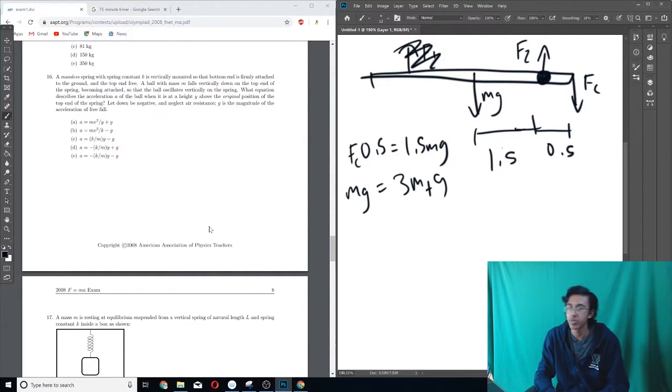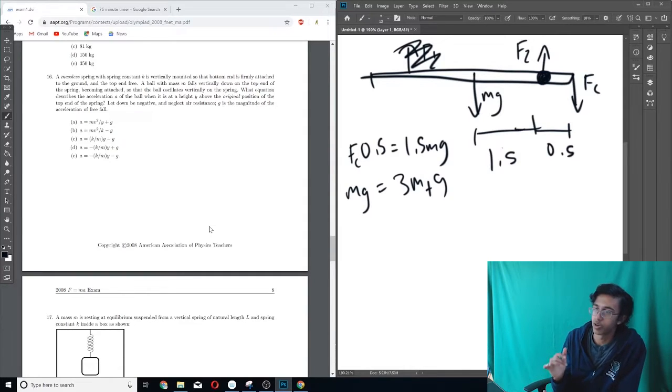Number 16: a massive spring with spring constant K is vertically mounted so that the bottom end is firmly attached to the ground and the top end is free. A ball with mass M falls vertically down on the top end of the spring, becoming attached so that the ball oscillates vertically on the spring. What equation describes the acceleration of the ball when it's a height y above the original position of the top end of the spring?